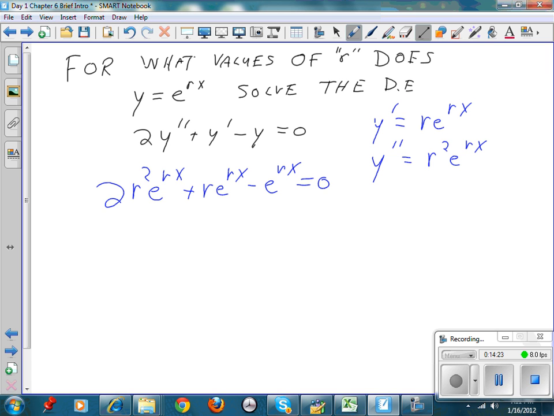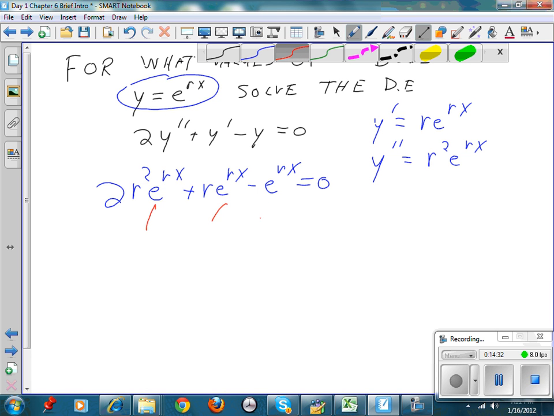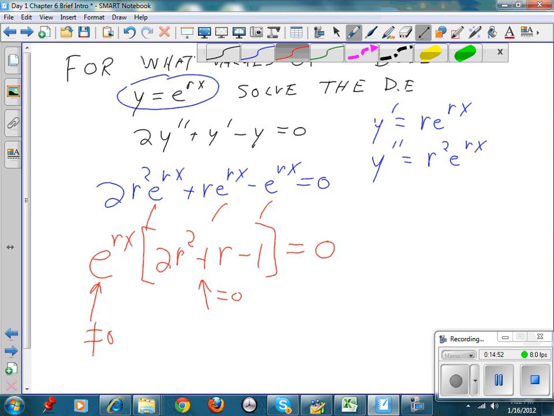Okay, so I'm taking my solution, plugging in, solving for r here. Looks like I have a constant factor that I can take out. If I take out e to the rx, I'm going to be left with 2r squared plus r minus 1. I want that to equal 0. Well, e to the rx is never equal to 0, so I want this to equal 0. Okay, looks like I can factor this thing. Let's say 2r times r, put a plus 1 here and a minus 1 there. That'll do it. Will it not? Yes, it will. So r could be equal to 1/2, or r could be equal to -1.